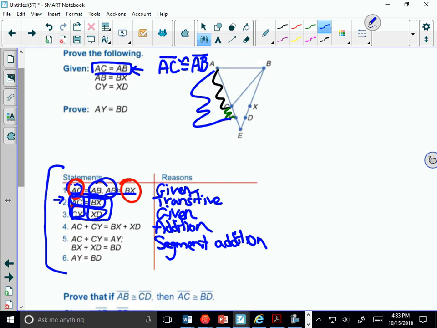So if I know that these two things are equal to each other, and each of them are equal to those two things over here, I can say that those are each equal to each other as well. The reason I can do that is by substitution.